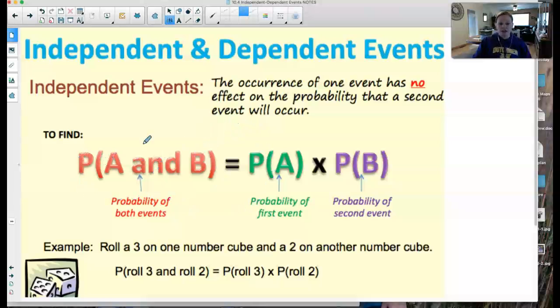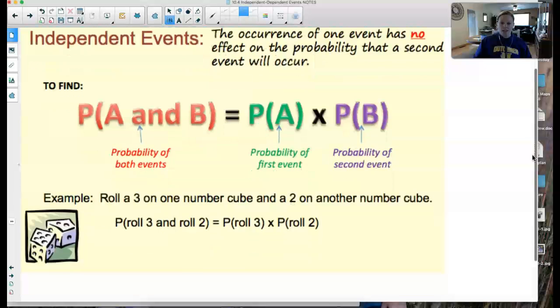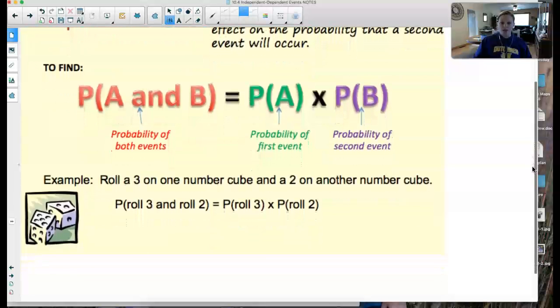So in mathematical words, it's the probability of A and B, flipping a coin 2 times, is the probability of A times the probability of B. Okay, so for example, what is the probability that you're going to roll a 3 on one number cube and roll a 2 on another number cube? So the probability of rolling a 3 and rolling a 2.